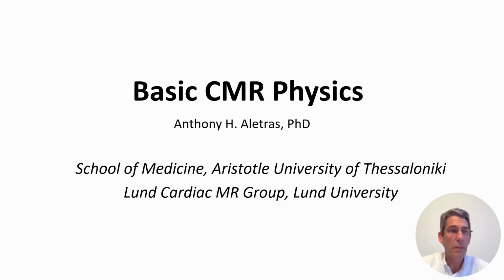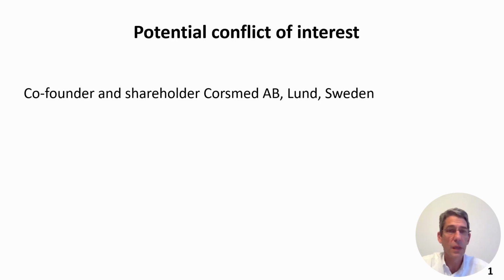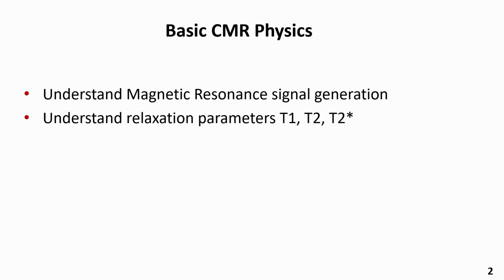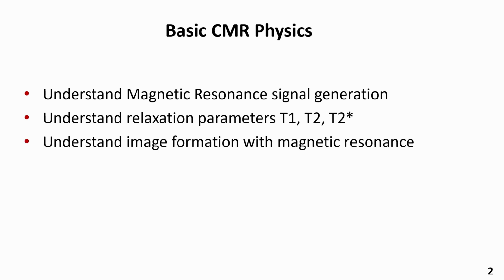Hello, everyone. I'm Anthony Aletras, and for the next 40 minutes, we're going to discuss basic cardiac magnetic resonance physics. Hopefully, physics will help you understand why the MR images look the way they do. So let's get started. Here are my disclosures. Our goal is to understand how to generate a magnetic resonance signal, its relaxation properties T1, T2, T2 star, and then how to form an image from this signal.